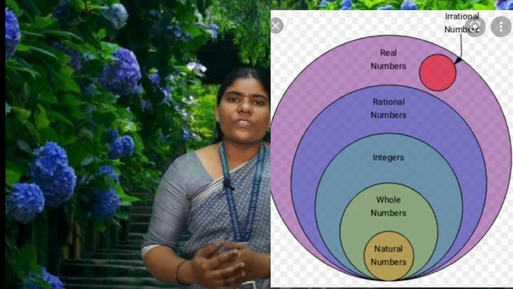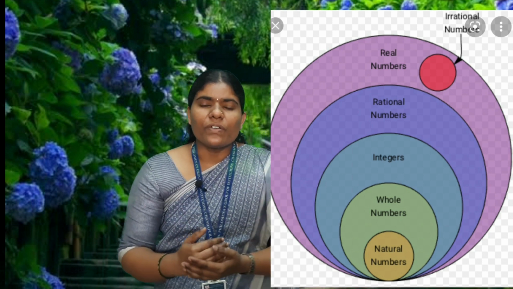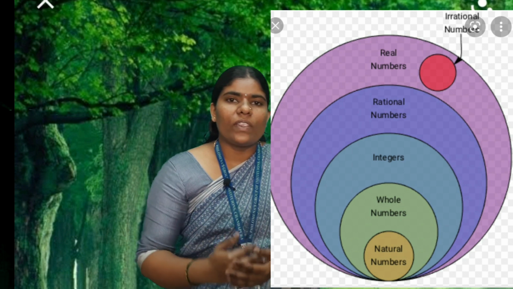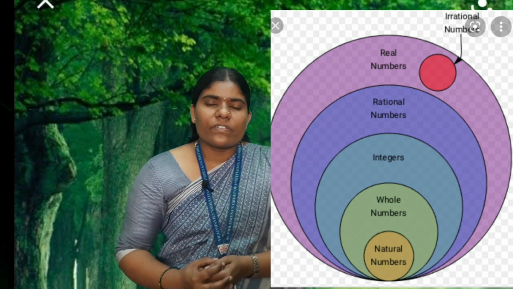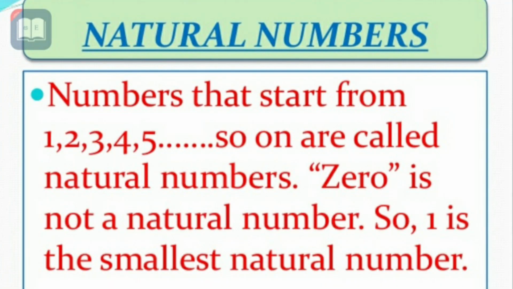In our day-to-day life, counting of an object, money transactions, banking and the field of business, we all use the concept of numbers. In your previous class, you already learned different types of numbers. Now I will explain one by one the definitions of natural numbers, whole numbers, integers, rational numbers, irrational numbers and real numbers. First, the first type of numbers is natural numbers.